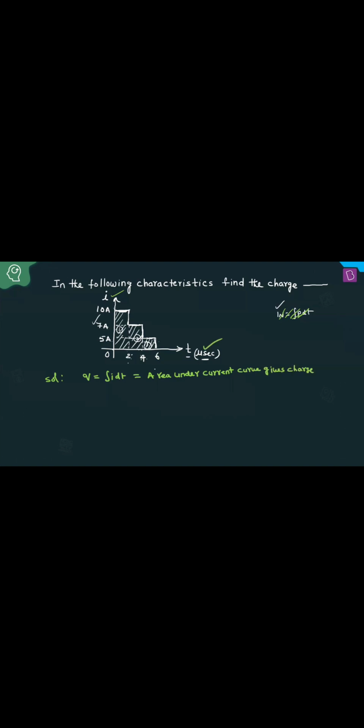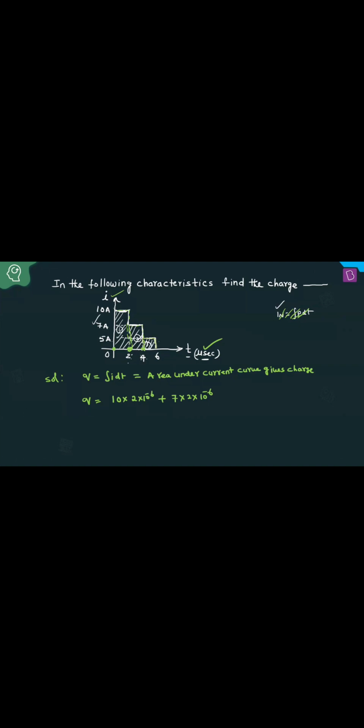Time is given in microseconds, please remember. See this one, the axis is in microseconds, 0 to 2. This is a rectangle. What is the area of the rectangle? 10 into 2 microseconds, so 2 into 10 power minus 6. This is another area, also a rectangle, 2 to 4. This is 7. 7 into 2, also microseconds. This difference is 2, this height is 7, so 7 into 2.